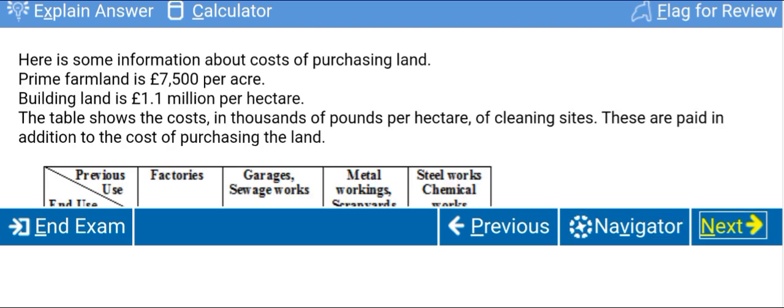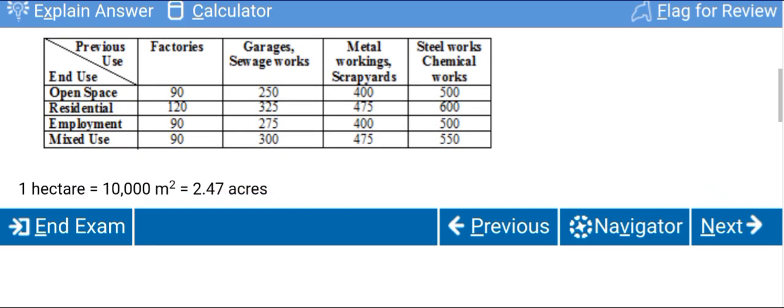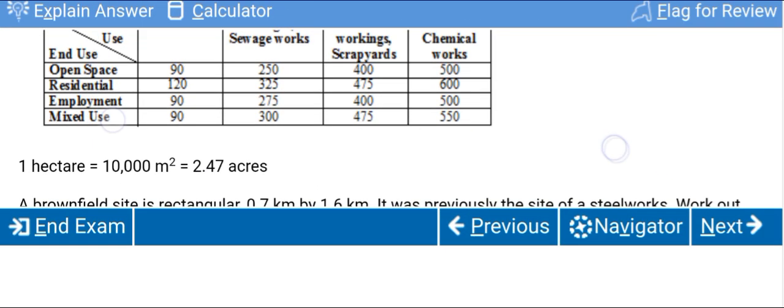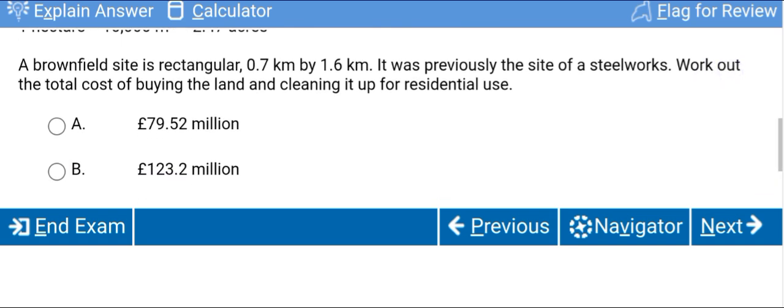Next question we have is the question number 15 with the same information, as you can see here. The question is that a brownfield site is rectangular, 0.7 kilometer by 1.6 kilometer. So it was previously the site of a steel works. Work out the total cost of buying the land and cleaning it up for residential use.